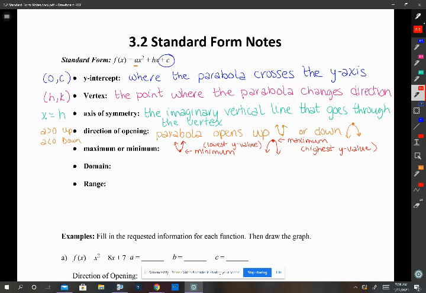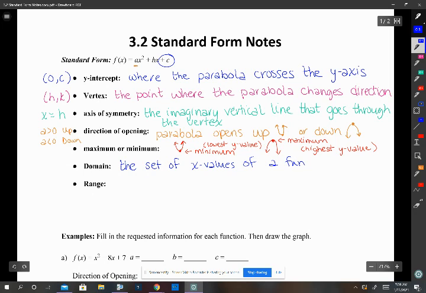And so when you look at domain and range, remember domain is the set of x values of a function. And remember, with standard form or with a quadratic, the domain is almost always negative infinity to infinity. The only time it's not is if it's bounded, which means the parabola has a starting point and an ending point. It doesn't go on forever, like with these little arrows at the bottom. It's got points. But usually domain is negative infinity to infinity.